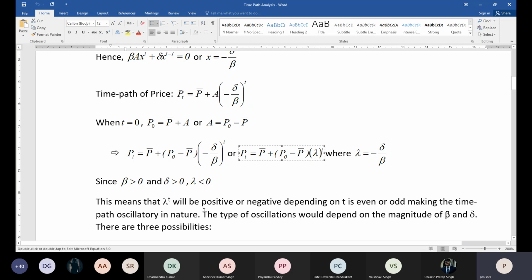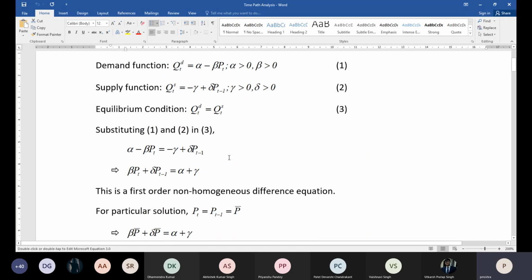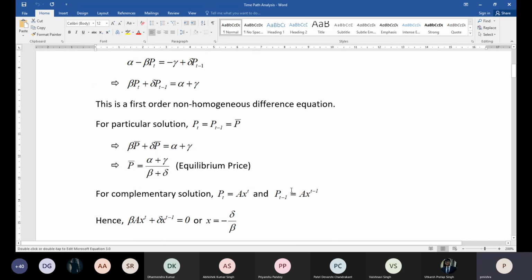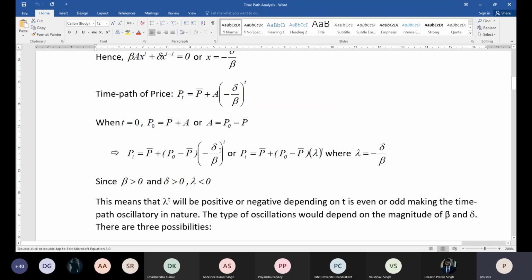Now, how this time path or this variable will behave over the period of time depends on the relative strength, because here we have assumed that both delta and beta are positive. This is what we have assumed here. You can see we have assumed all these coefficients as positive. So given that delta and beta both are positive, their relative strength will be very, very important.